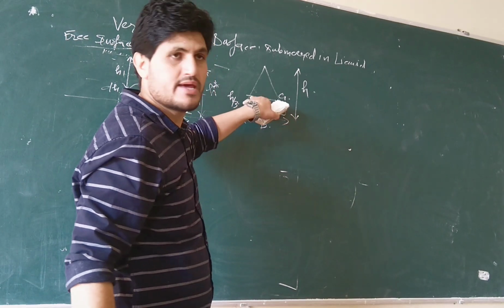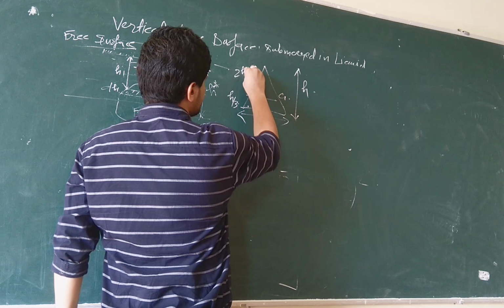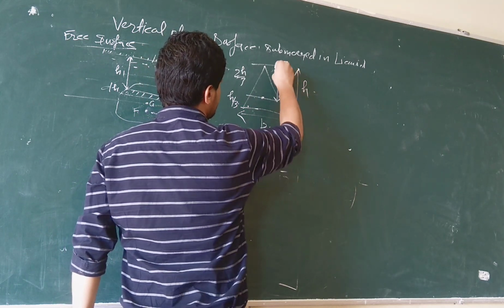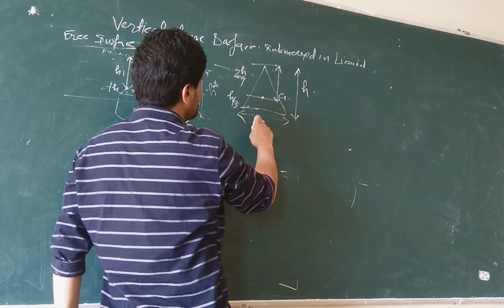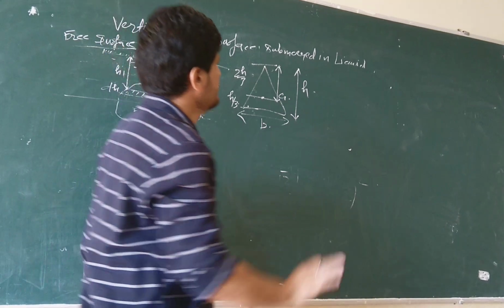At how much from the base does it lie? h by 3. If h is the total height, then 2h by 3 from the top. So this distance is your 2h by 3 and from the base this is your h by 3. So we will just calculate like that.